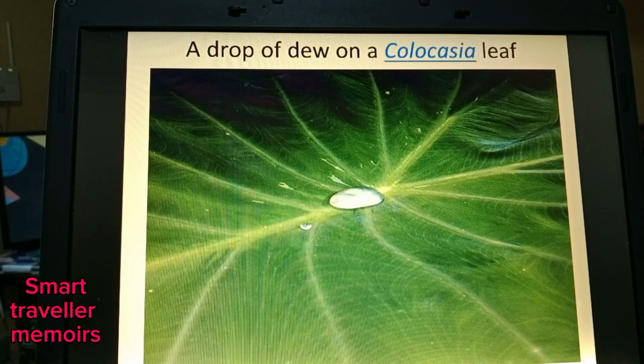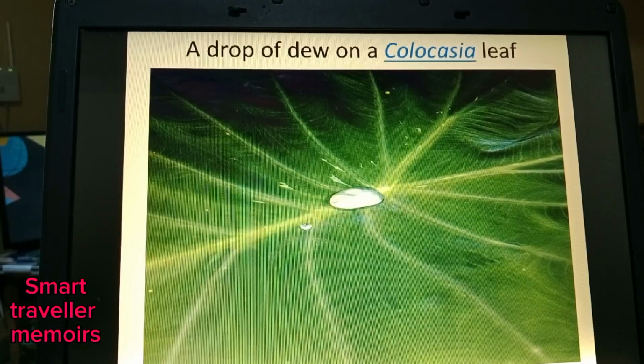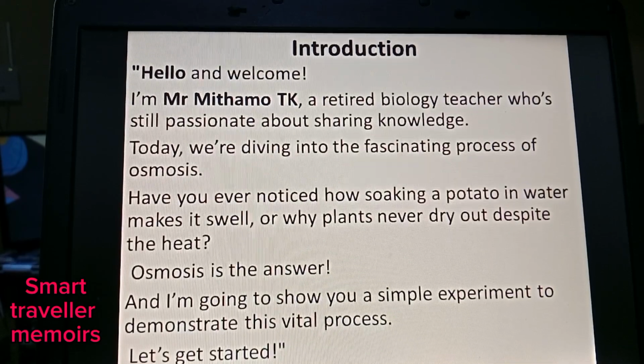A drop of dew on a colocasia leaf. You can look for the meaning of the word colocasia.